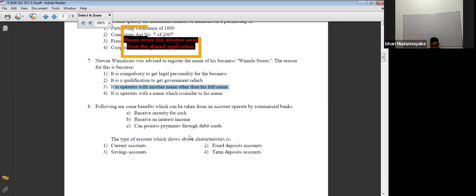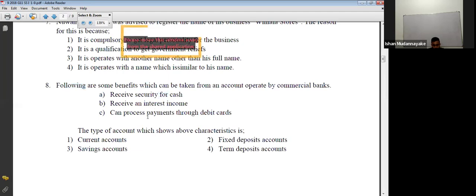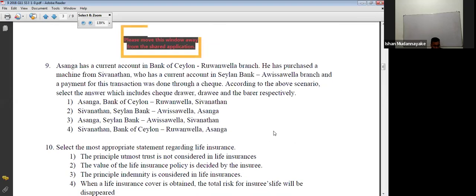Now, question number 8. Following are some benefits which can be taken from an account operated by a commercial bank: receive security for money, receive an interest income, can process payment through a debit card. The type of account which shows these characteristics is what? Yes, correct. These characteristics are available in a savings account. The third one is the answer. Savings account. Right. Now look at question number 9.